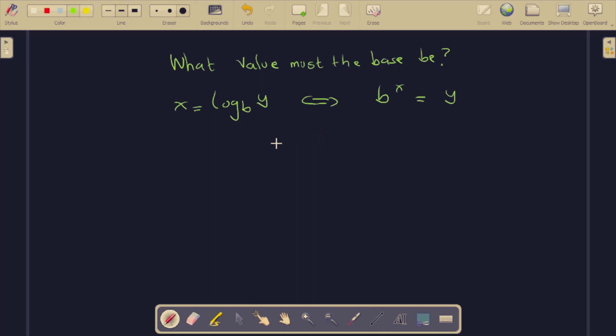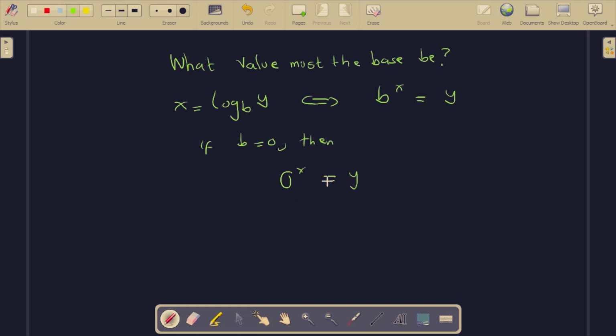Now let me ask you the first question. Can the base of the logarithm be 0? Let's carry out an investigation. What would it mean if the base was 0? Let's say we had some logarithm where the base was 0. If b is equal to 0, what is going to happen? Then you're going to have that 0 to the power of x is equal to y.